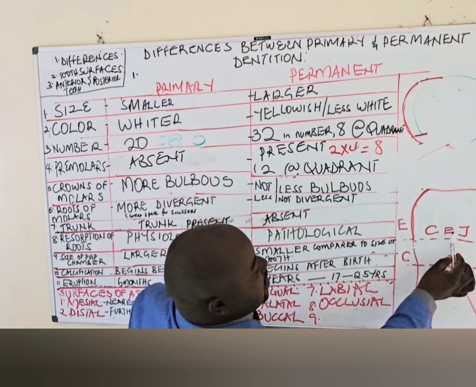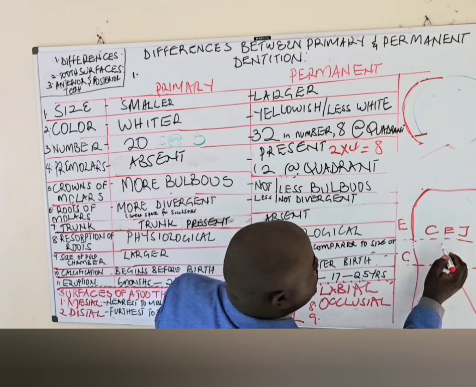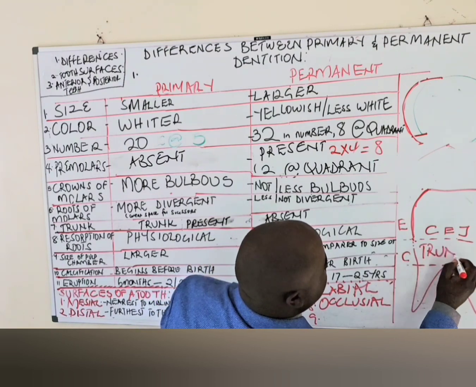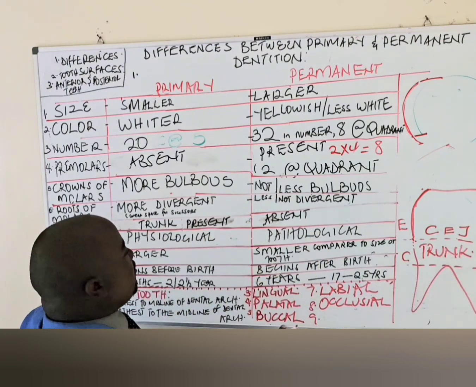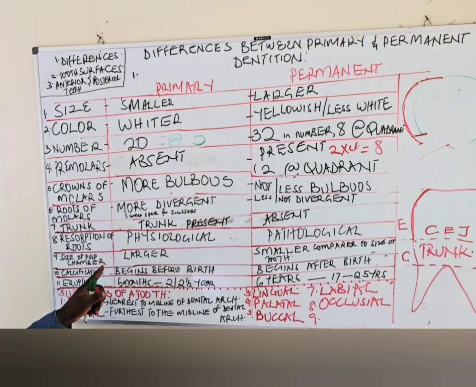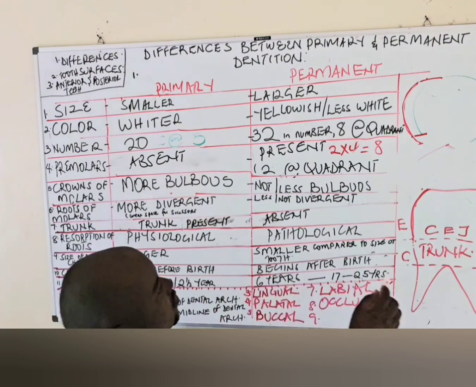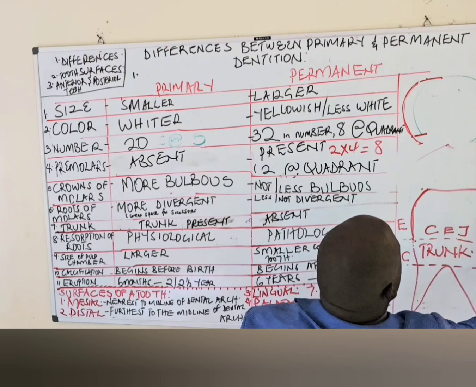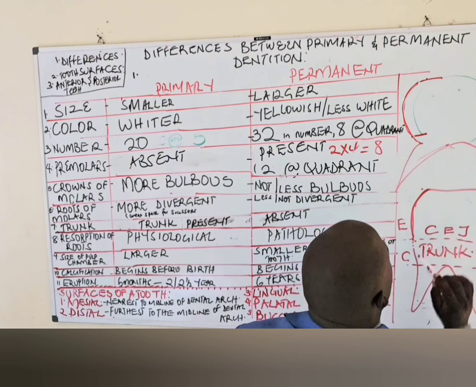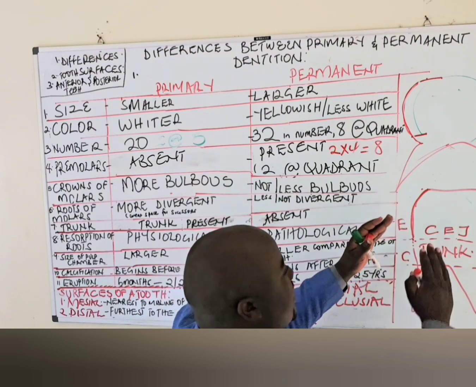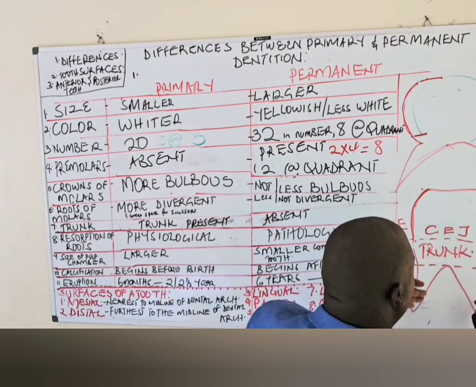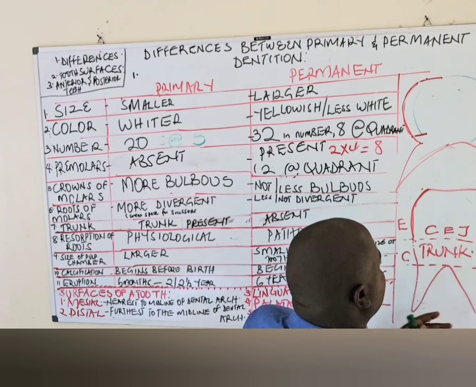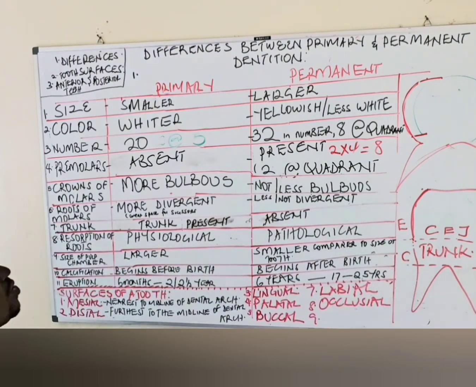So between the cement-enamel junction and the furcation, this point is called the trunk. We do not have a trunk in primary dentition, because after the crown being bulbous, immediately the roots are divergent. Whereas for permanent teeth, they are straight, leaving a trunk before having these roots. So this is also another difference between primary and permanent dentition.